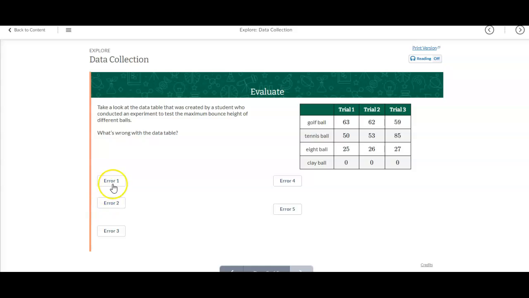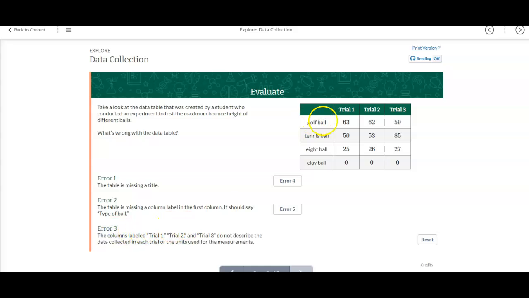So a couple of things here. We don't have a title on the data table. We also don't have the unit of measurement. So let's see. We have the missing title. It's missing a column. With the label in the first column, it should say type of ball. We don't have a title up here to say label it. The column is missing for trial 1, trial 2. It doesn't describe the data collected. So we are not knowing if this is millimeters, how tall, how inches, anything. We use the metric system, but we don't know how this person measured.